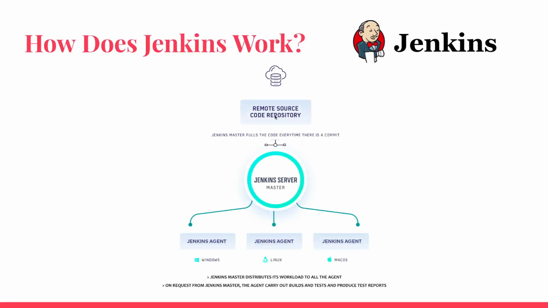Another picture like this. So we have a remote source code repository, GitHub, GitLab, Bitbucket, whatever, CodeCommit, whatever. Jenkins master builds the code every time there is a commit. So any event that happens here on this SCM, Jenkins master will build the code and it will start running on different agents, depending on the job. So we have an agent Linux, we have an agent Mac OS, Windows, whatever. So Jenkins master distributes its workload to all the agents, depending on the type of job, of course. On request from Jenkins master, the agents carry out builds and tests and produce test reports.